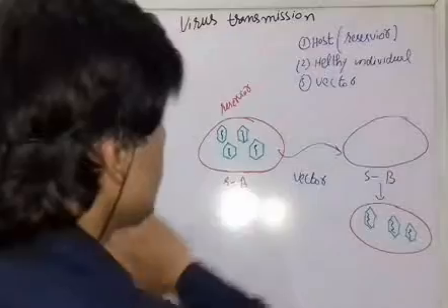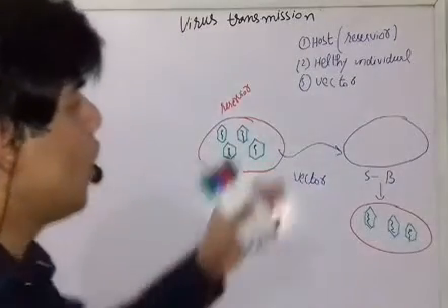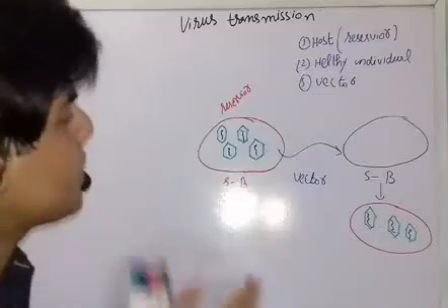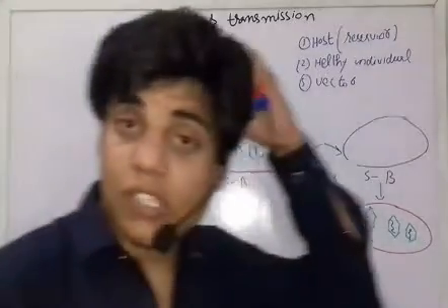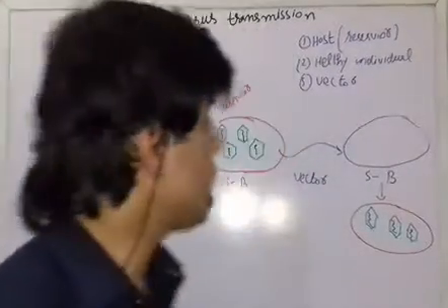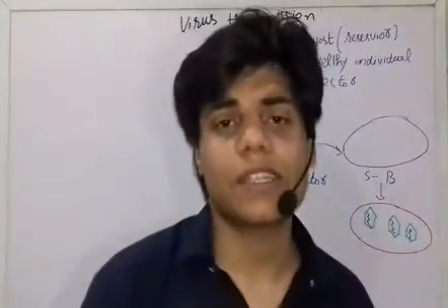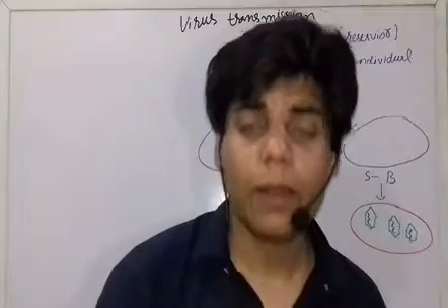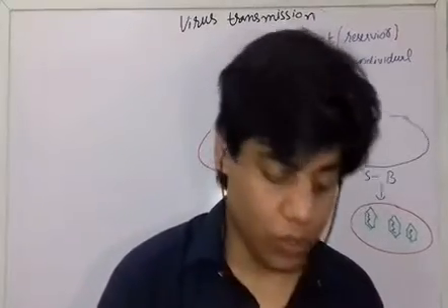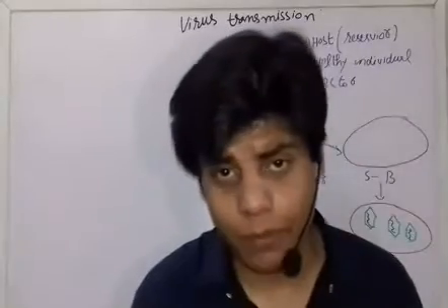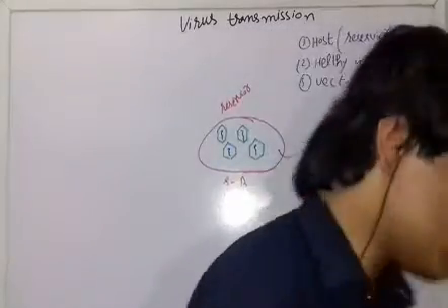Okay, so that's all about the important things in how viruses are transmitted. Whenever you need these three basic things, you will easily understand virus transmission. Now, one more important thing is that viruses are transmitted through plants and animals. How? Let me write.